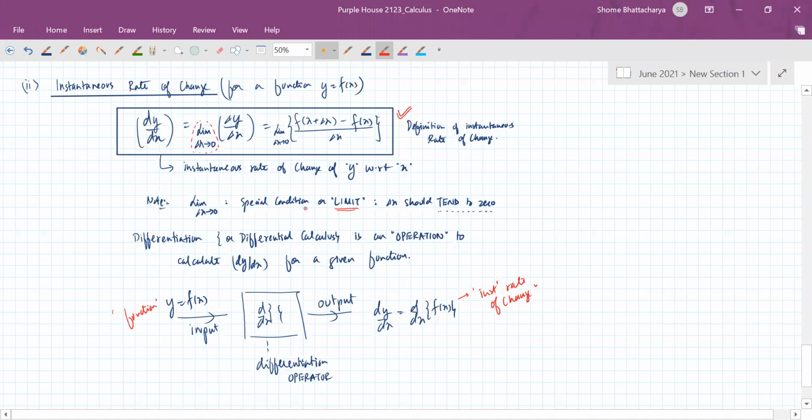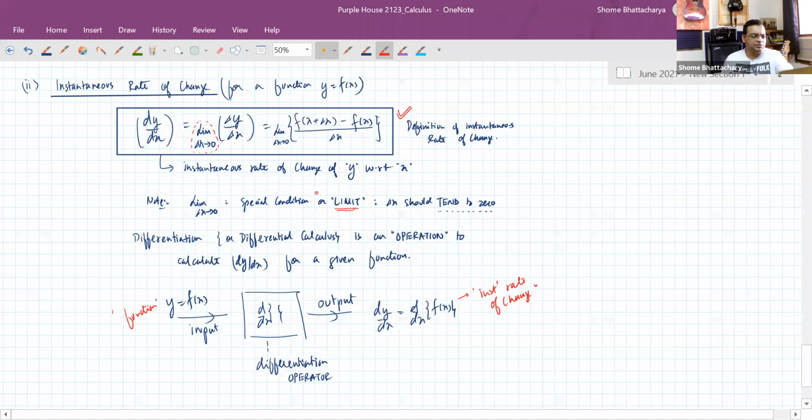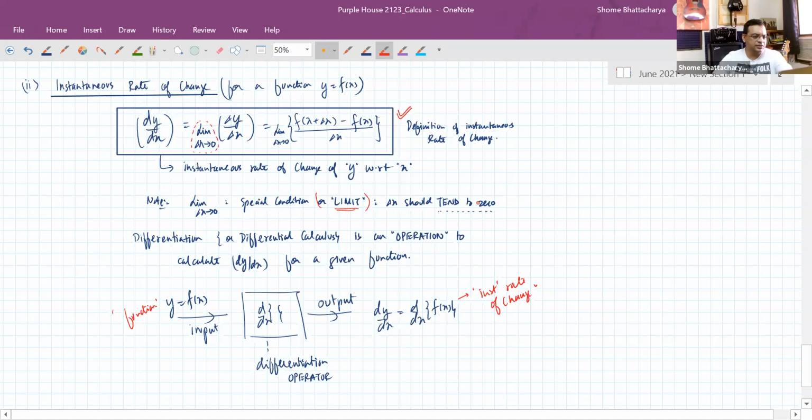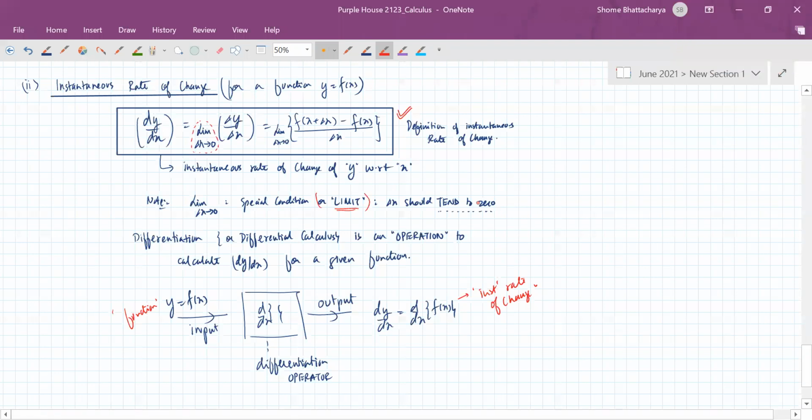It is a special condition, or what we call a limit in maths, or calculus. So the special condition, or what we call limit, is that delta x should tend to 0. Now I explain to you in detail what it means that it tends to 0, right? It means that it's so small that it is almost equal to 0. But it is not equal to 0. It should not be equal to 0, but it tends to 0.